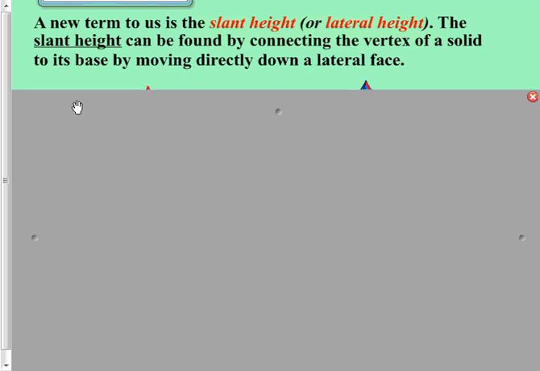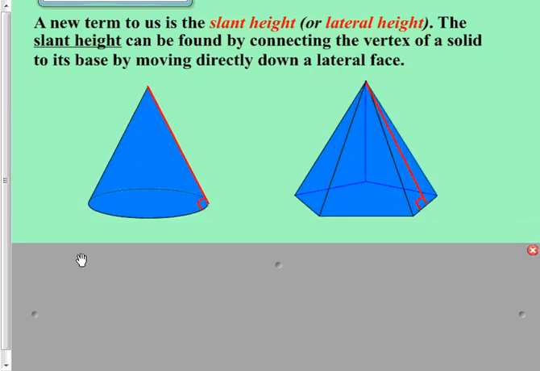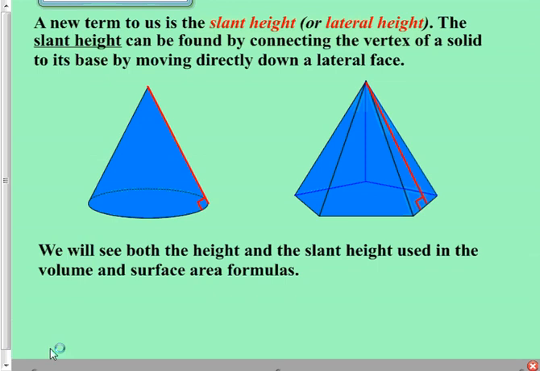Now, this is probably a new definition for you, but it's a very important one when it comes down to the calculations, the math that we have to do for three-dimensional figures. Slant height or lateral height, those two terms are used kind of interchangeably, so you need to know both of them. It is found by connecting the vertex of a solid to the base by moving directly down a lateral face. And as I said, you will see both the height and the slant height used in volume and surface area calculations.